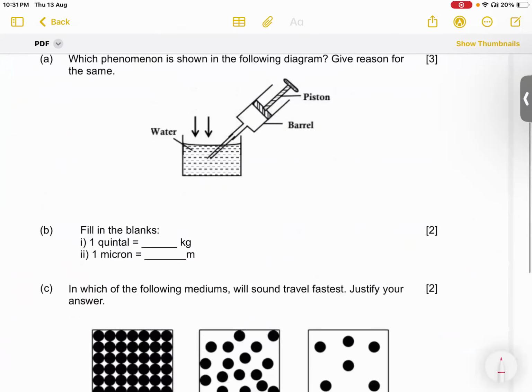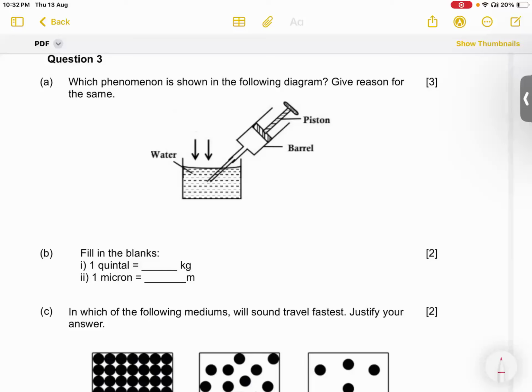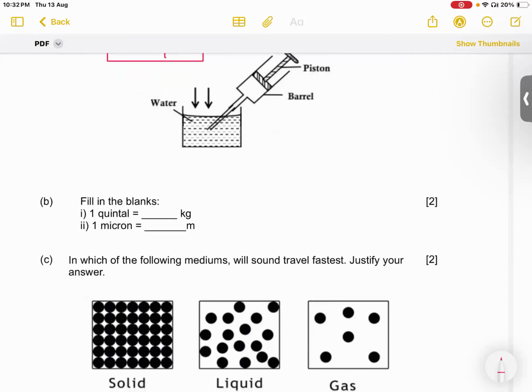Next question: which phenomenon is shown in the following diagram? Oh, this is atmospheric pressure. Guys, again, this is from the old textbook. It is in part B of chapter 4. Luckily, we don't have it. So let's cancel it out. Then comes the next question.